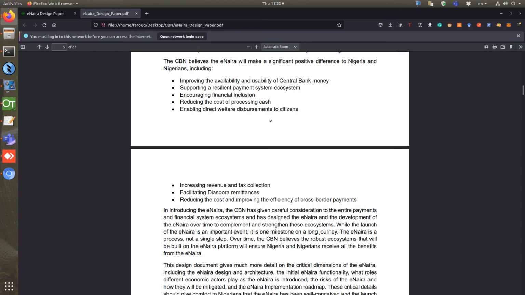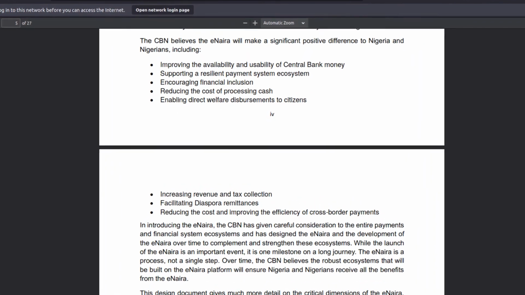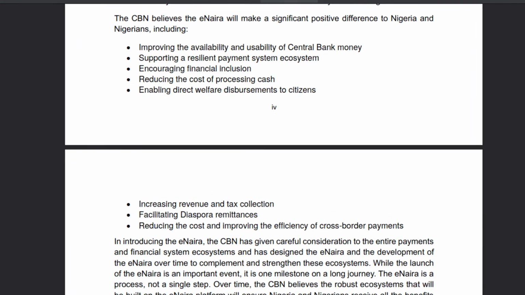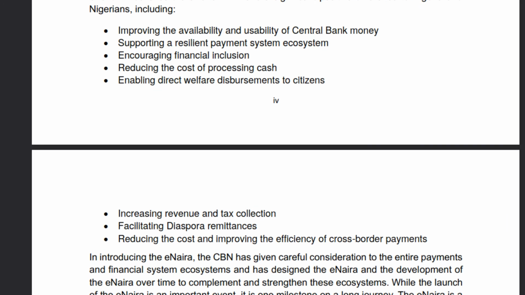eNaira, if given the chance, will be a game changer in Nigeria. From the perspective of the CBN, CBN believes that eNaira will improve financial inclusion so that people in the rural areas who do not have bank accounts can access Naira easily.